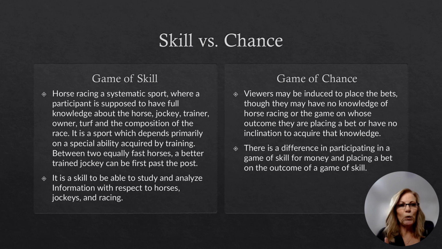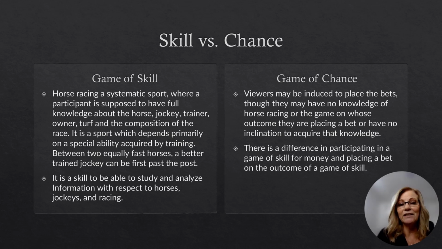It's a systematic sport. A participant has to have full knowledge about the horse, jockey, trainer, owner, the turf, the composition of the race. It depends primarily on a special ability acquired by training. Between two equally fast horses, a better trained jockey can be the first past the post. And more importantly, it's a skill to analyze and study all this information with respect to horses, jockeys, and racing. It's skill. I don't win by chance. I have this skill down.